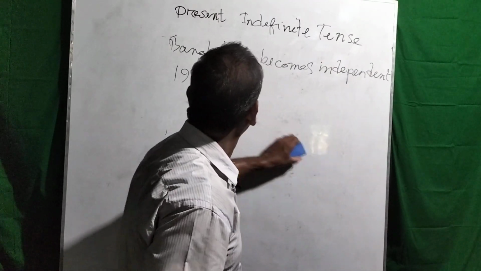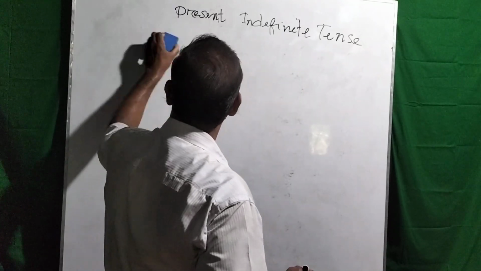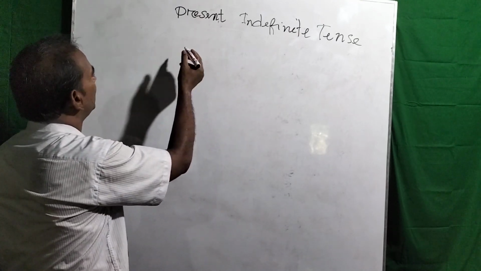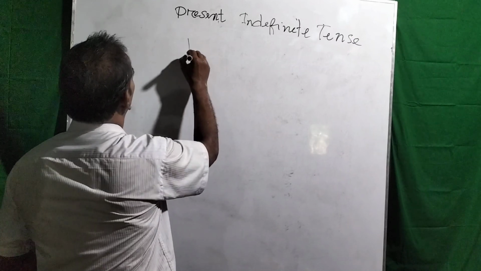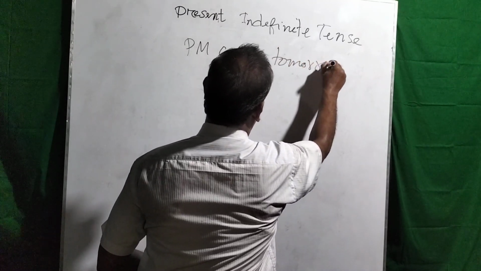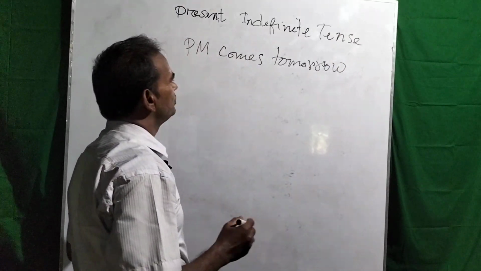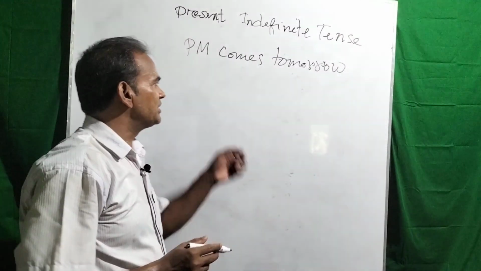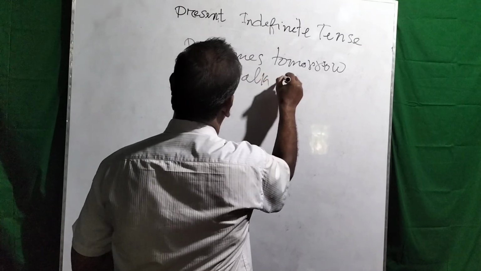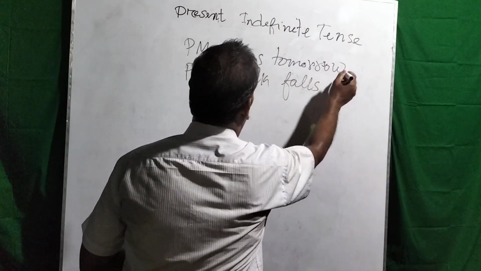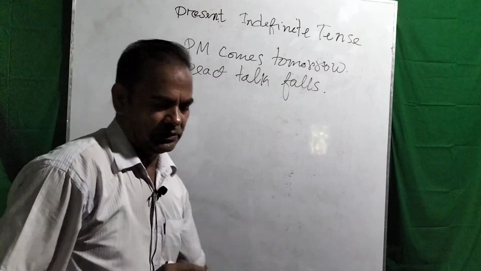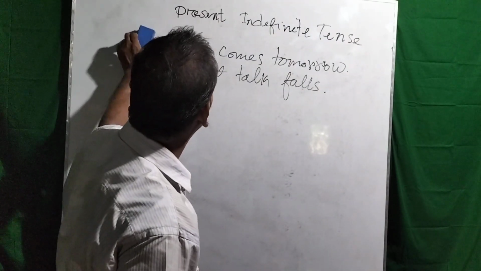Now I like to tell you how we can use present indefinite tense. We can use present indefinite tense in the heading of the newspaper. Suppose PM comes tomorrow. In the heading of the newspaper, we can use such type of tense, that is present indefinite tense. Or peace talk fails. Okay, this is in the heading of the newspaper.